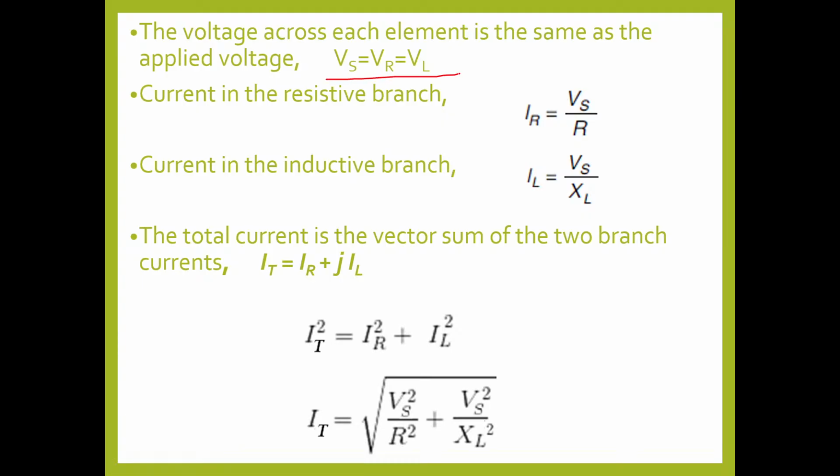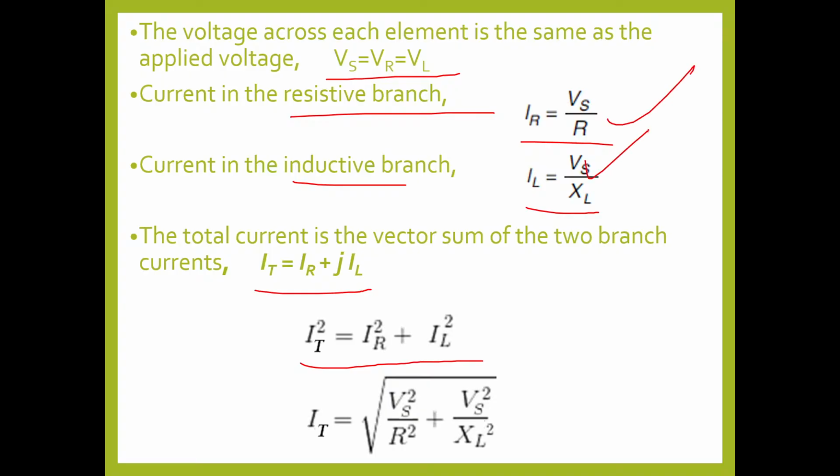So here Vs is equal to Vr equal to Vl. So what about IR? IR is nothing but Vs by R. Inductive current IL is equal to Vs by XL. So what about total current? IT equal to IR plus JIL, where I have replaced it with the J term. So IT square is equal to IR square plus IL square. So we know what is IR and IL. Just substitute it, you will get IT.